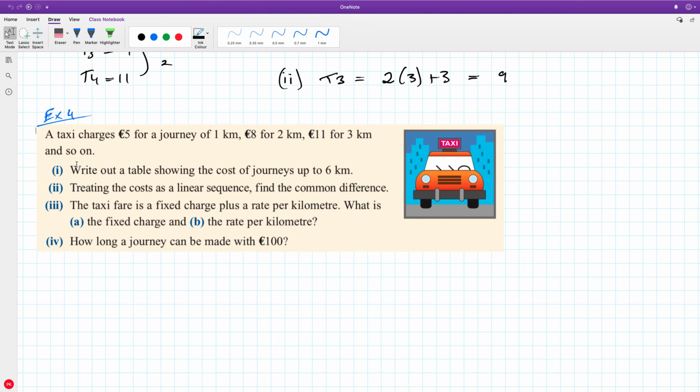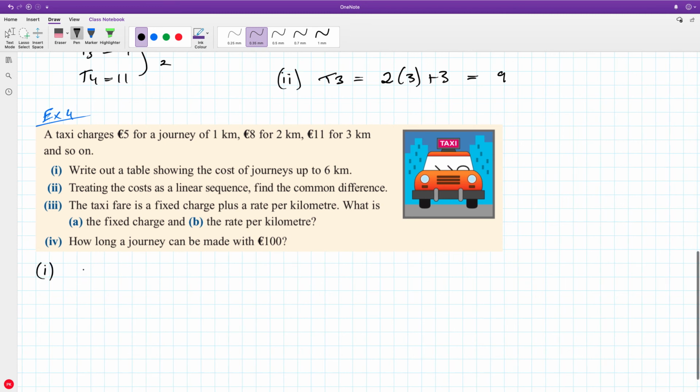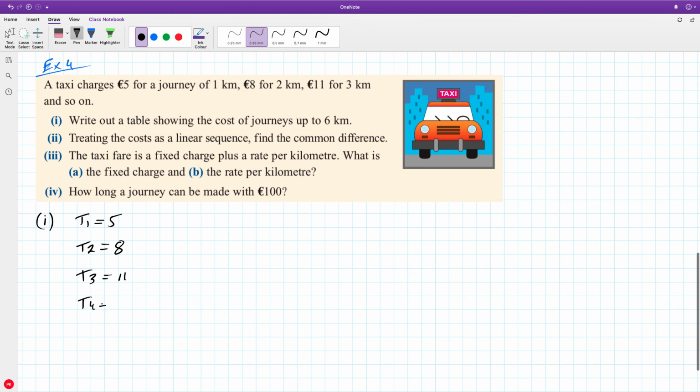Right, let's have a little look at it. So, a taxi charges €5 for a journey of 1 kilometre, €8 for a journey of 2 kilometres, and €11 for a journey of 3 kilometres. So write out a table showing the cost of journeys up to 6 kilometres. So T1 is 5, T2 is 8, T3 is 11, T4 is 14, and T5 is 17, yeah?